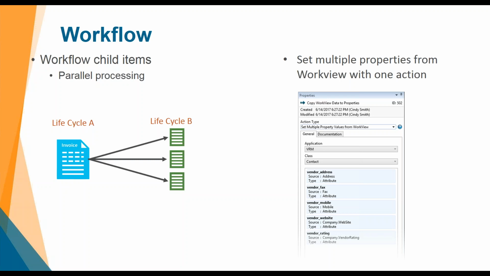And it's going to sit, lifecycle A, the invoice is going to sit until all of lifecycle B's items that are parallel processing are done. So if you sent out 3 different approvals that needed to be completed prior to that invoice being completed and routed out for payment, it's going to wait for all 3 of those to be completed.